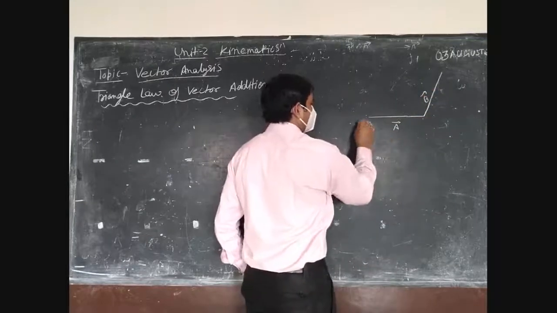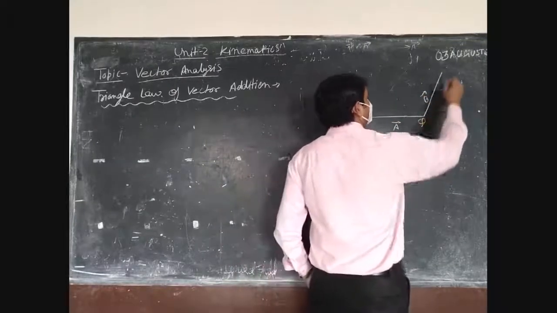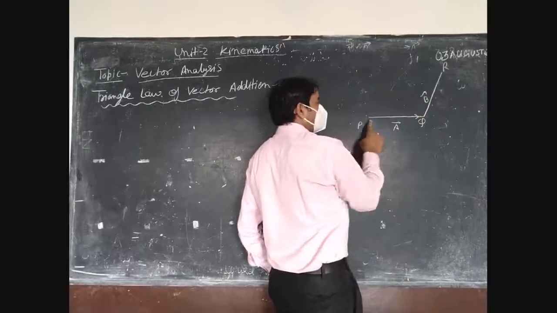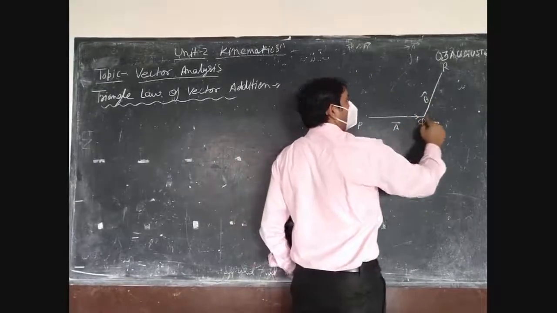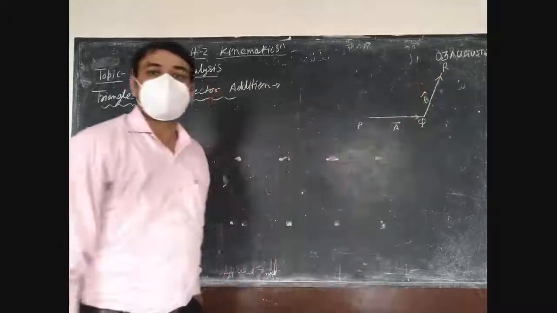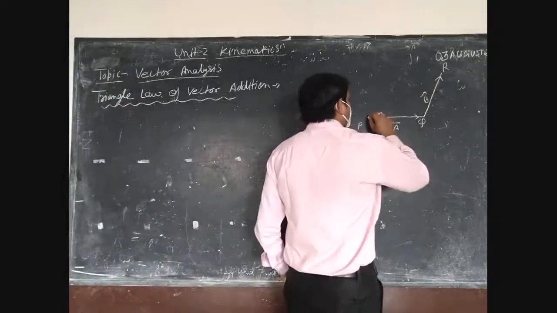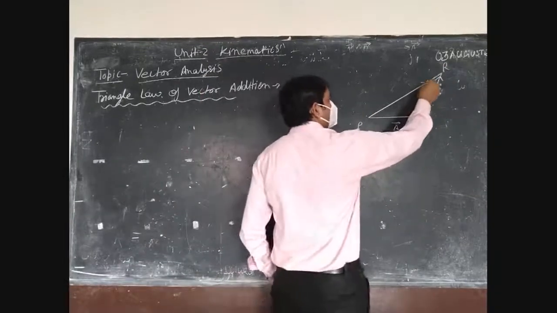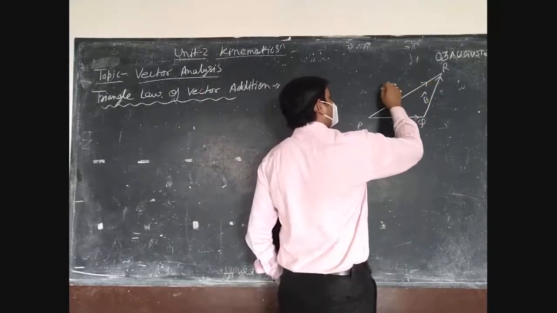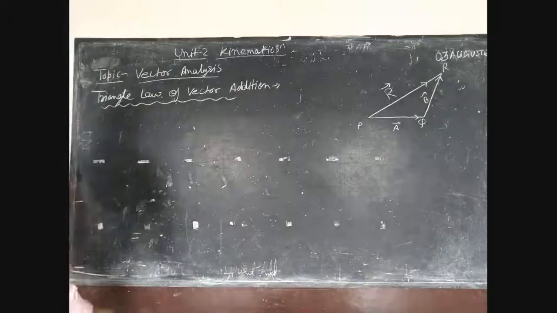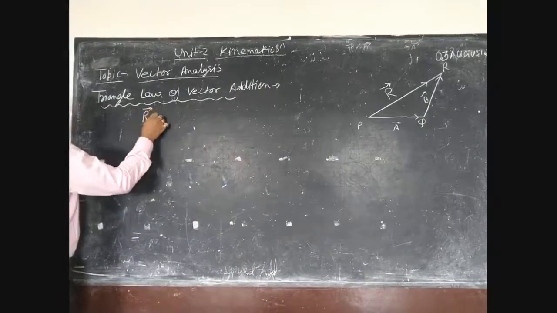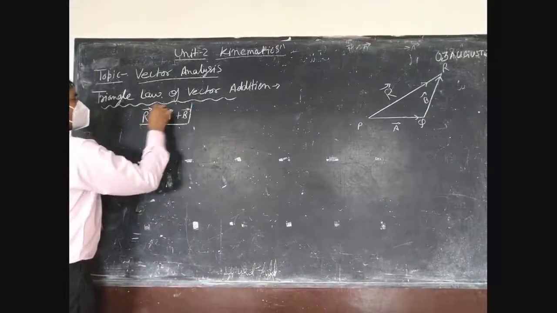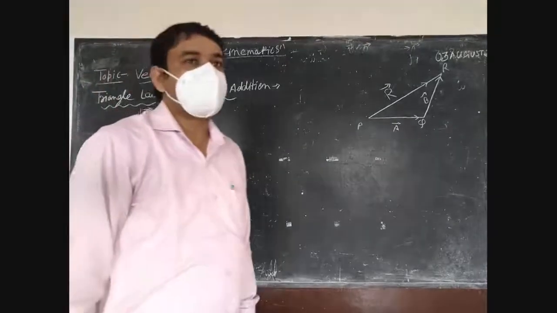acting along the sides of triangle PQ and QR, taking along the same direction, P to Q and then Q to R. Okay, then the third side of this triangle taken in opposite order gives the value of the resultant vector R. That is, vector R is equal to vector A plus vector B. This is the statement of the triangle law.